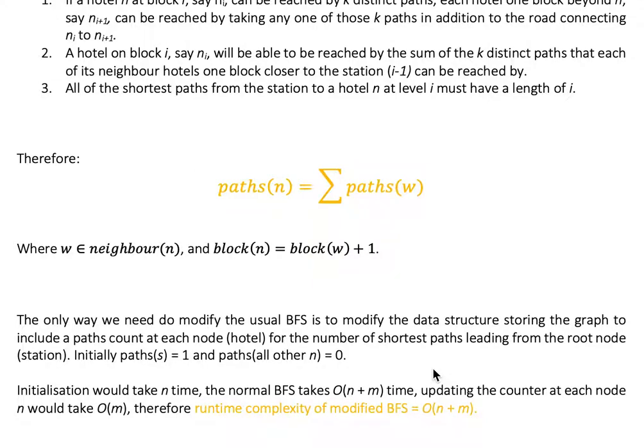The usual breadth-first search algorithm will do the trick with just a little modification of the data structure storing the graph. If a paths count is included for each node, as the breadth-first search travels through the graph, it can add to the paths based on this above equation. The runtime is n plus m. Since we're using breadth-first search, which is n plus m time, we're updating the counter in m time, and there's an initialization in n time, so runtime complexity is still n plus m.